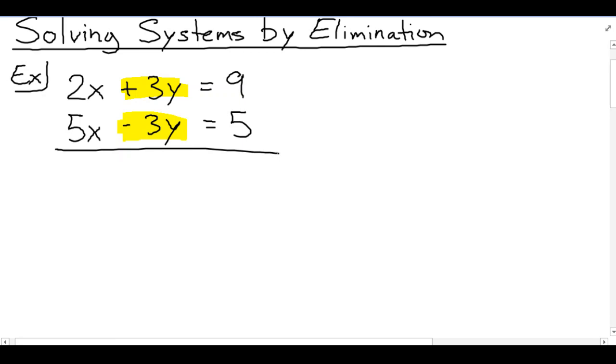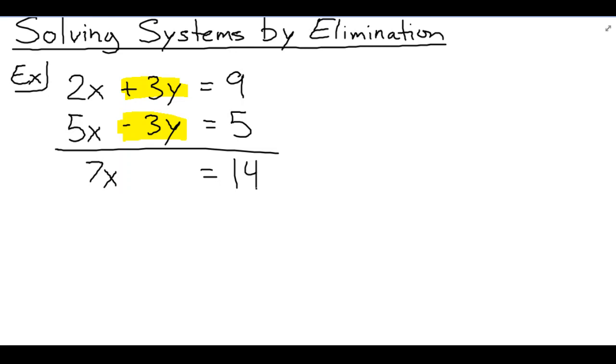And I'll just add everything else together. 2x plus 5x is going to give me a 7x. And on the other side, 9 plus 5 is going to give me a 14. You see that? The 3y's are gone. And I end up with this new equation that's 7x is equal to 14. And that's a lot easier to solve than what I had before.